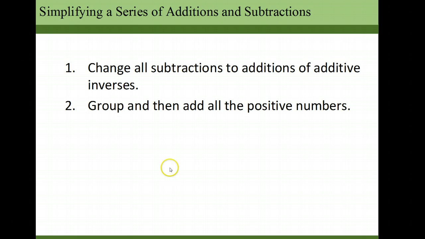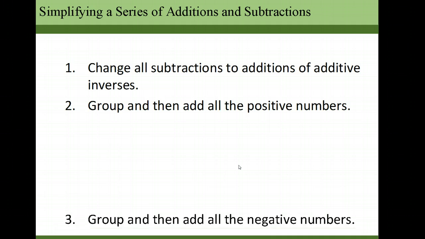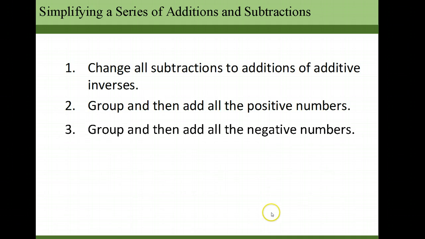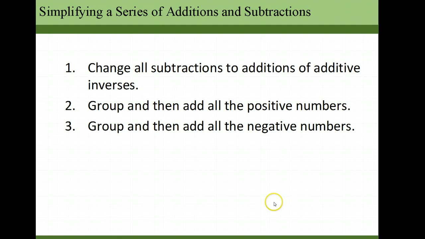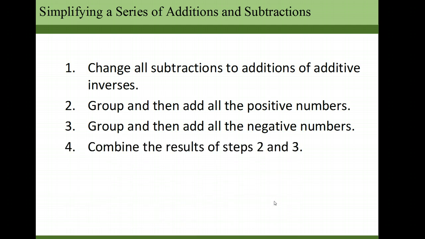Then group and add all of the positive numbers, and group and add all of the negative numbers. Once you have those little groupings complete, you want to combine the results of steps 2 and 3. Let's see an example of how this works.